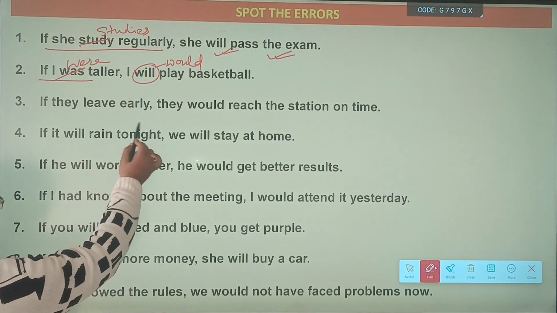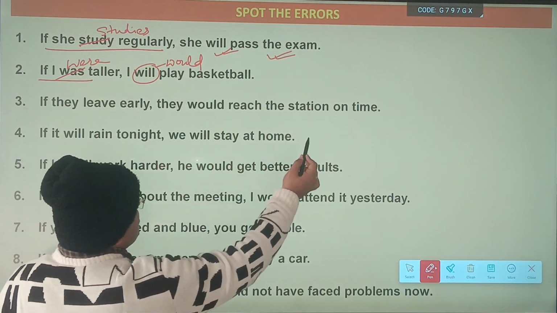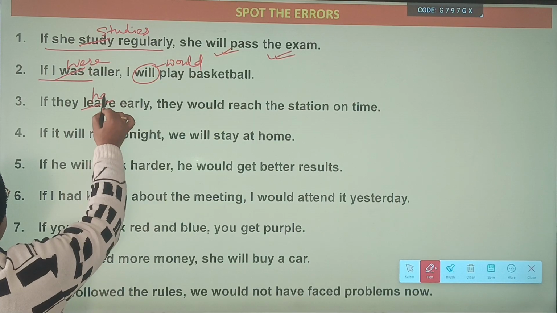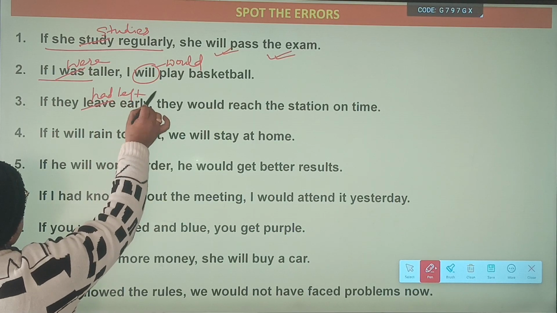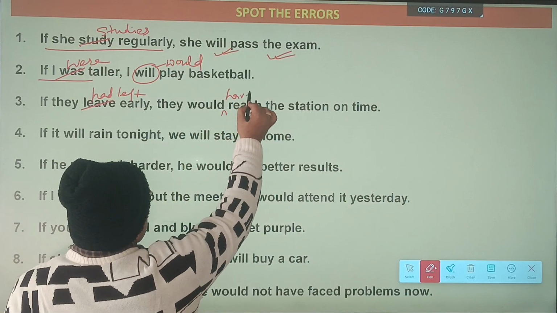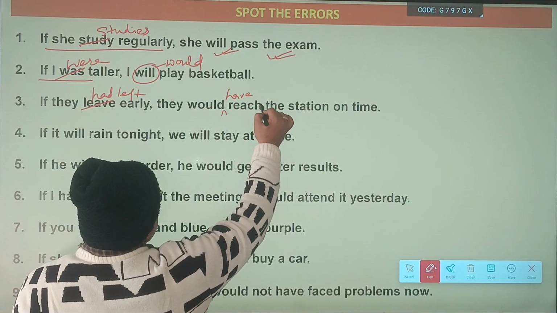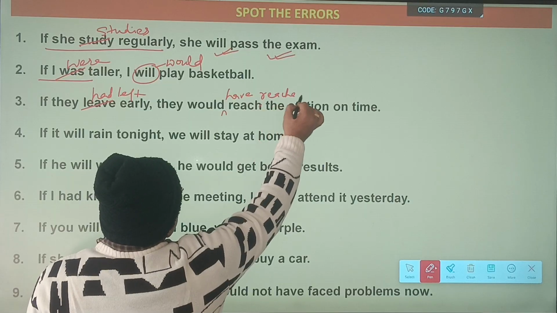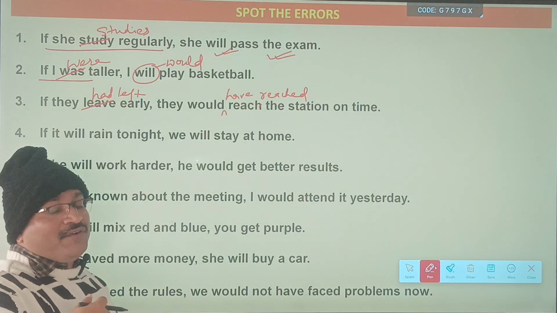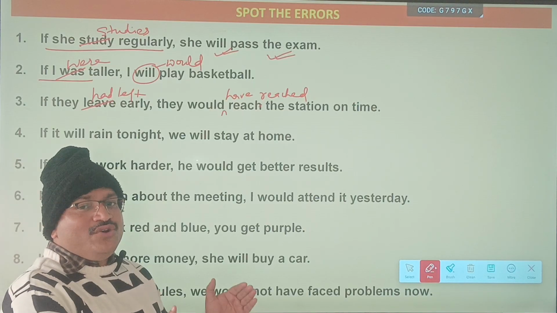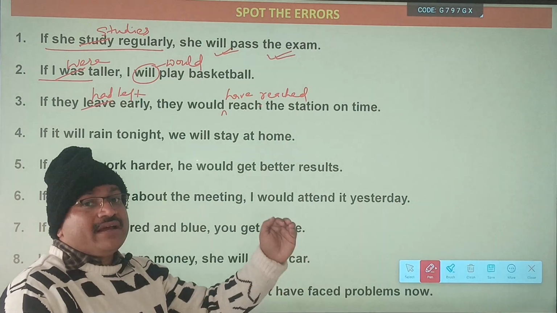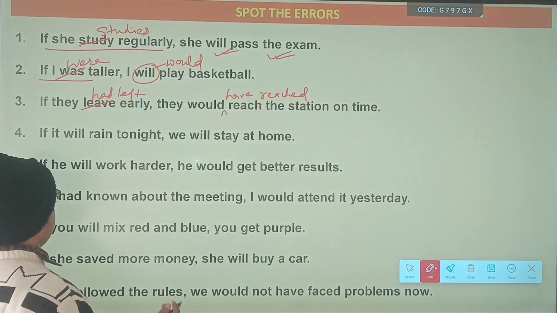If they leave early, they would reach station on time. If they had left early, they would have reached the station on time. Yes or no? It's a kind of regret. It means they did not leave early, that is why they could not reach the station on time.